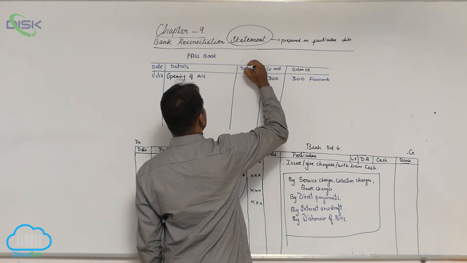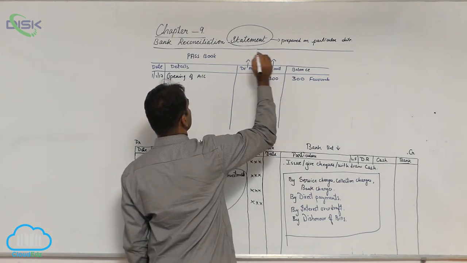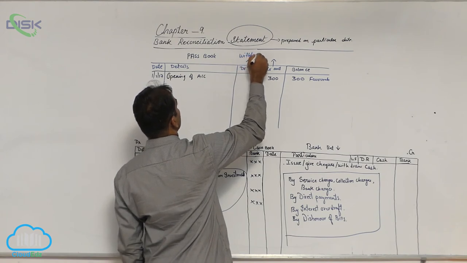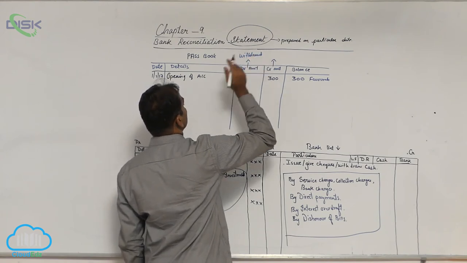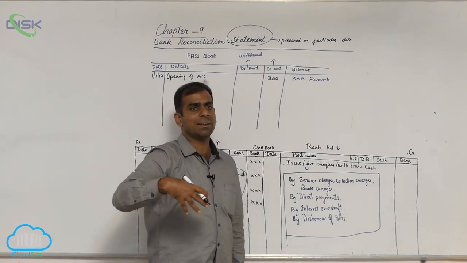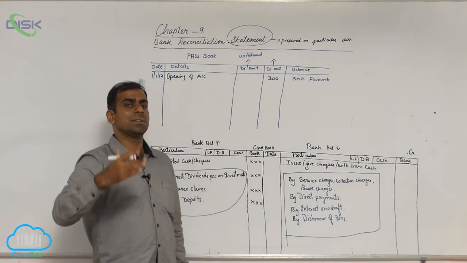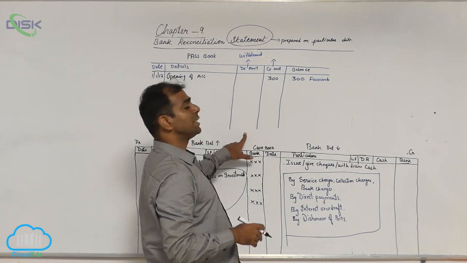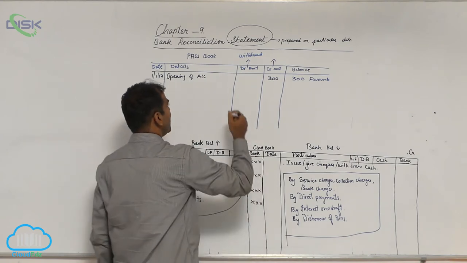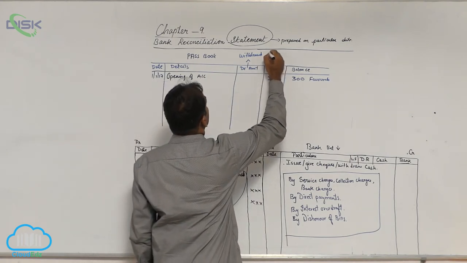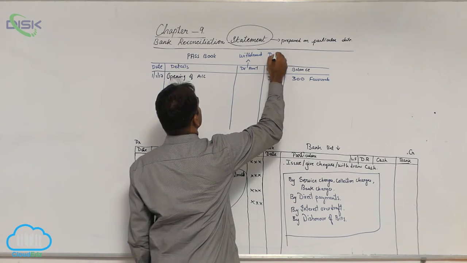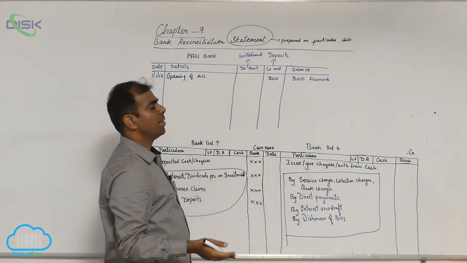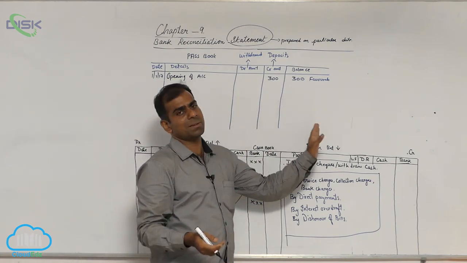Now, in some cases, you will find these columns as withdrawals. The debit column is nothing but withdrawals. That is when you remove your money from the bank, or you instruct your bank to give money to someone or pay someone, that amount is entered in the withdrawal column. Similarly, this is called the deposit column. That is when you put money in the bank, etc. So this is the simple format of the passbook.